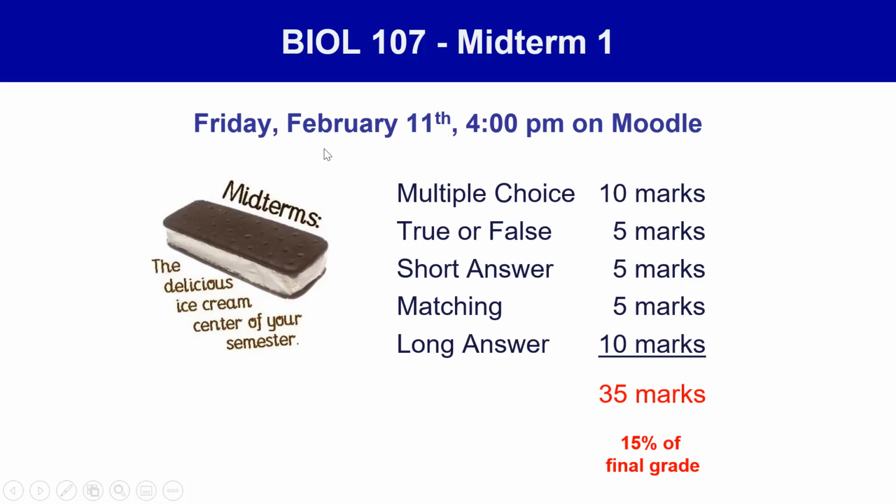True and false is maybe easier because you have A or B, whereas multiple choice you have 4 or 5 answers. There are going to be some short answer questions. There's probably one matching question or two, depending on what they're worth, and then some longer answer written type of questions.